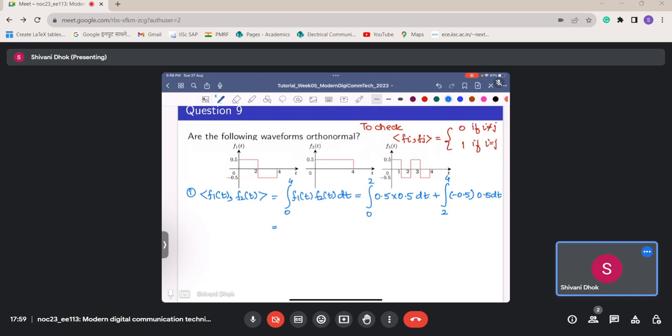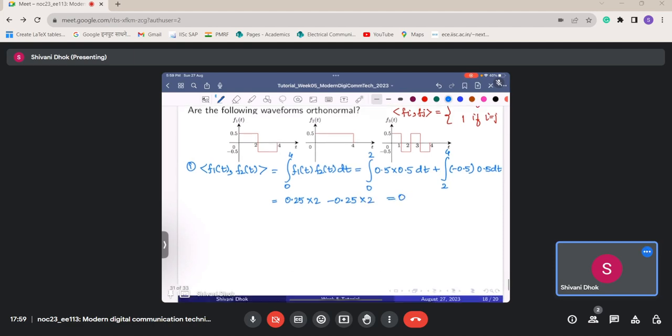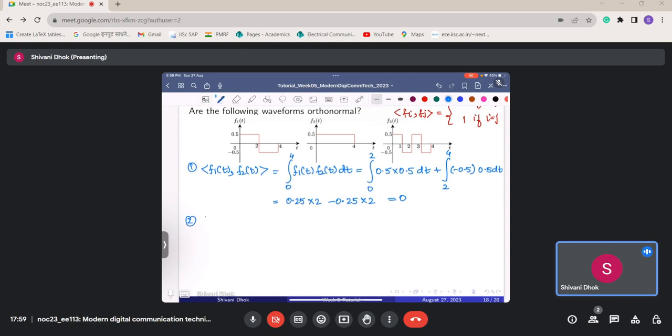This comes out to be 0.5 times 0.5, which is 0.25, integral 0 to 2 dt will be simply 2 minus 0, which is 2, minus 0.25 into 2, which is equal to 0. Let us check the integral of f1(t) and f3(t).